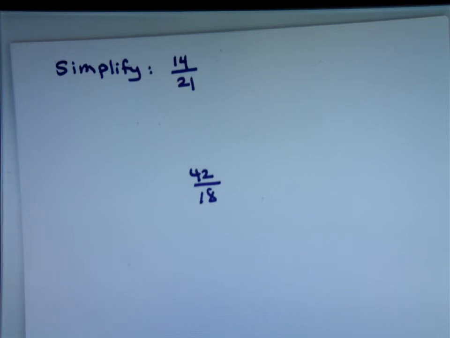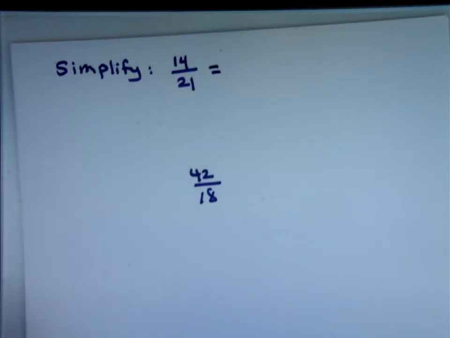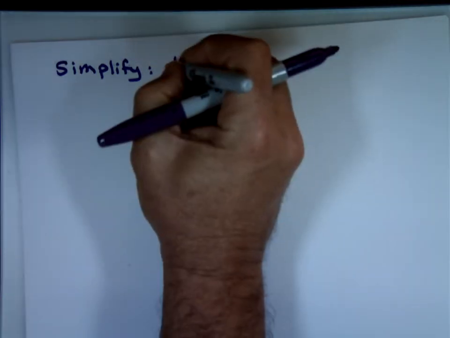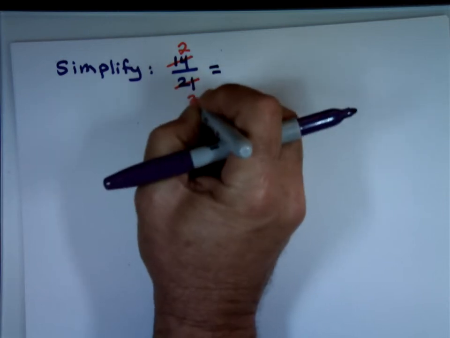(42 over 18). 14 over 21. Let's look at the 14 over 21 first. It looks like both of these numbers are divisible by what? By 7. By 7, this is 2. By 7, this is 3. That's 2/3.